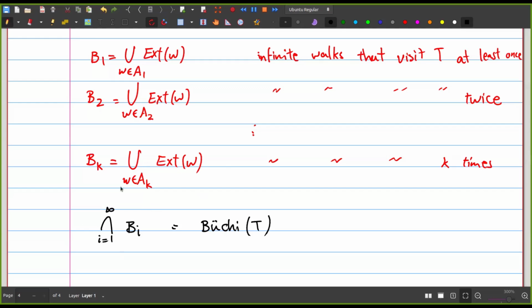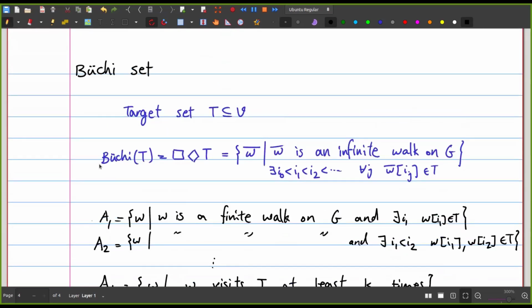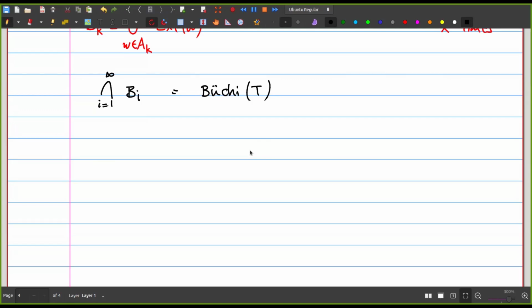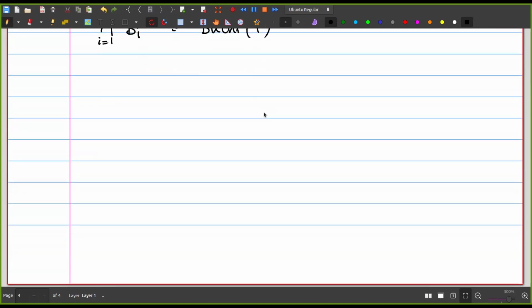But now this is a countable intersection of a bunch of events, so it's an event. I did all of this to show that this set Buki T is an event, and so it has a probability associated to it. Great. Now we want to find the probabilities of these Buki sets. What is the probability that I see my target set T infinitely many times? I'm especially interested in this when T has only one vertex, because if I solve it for that case, you will see that I can actually solve it for the general case as well.